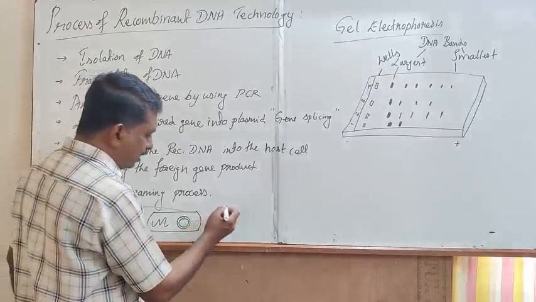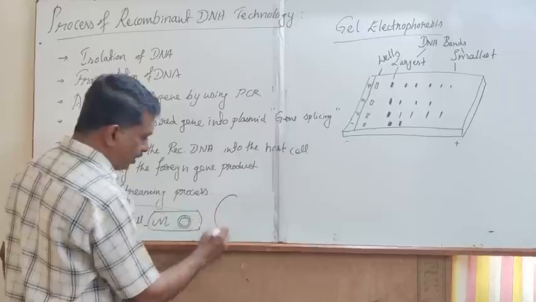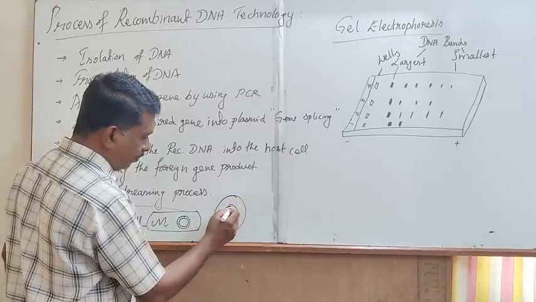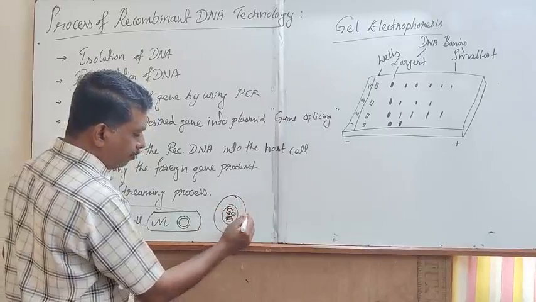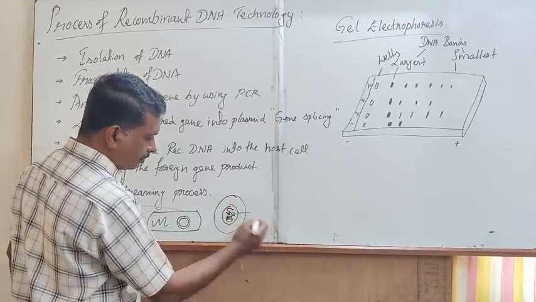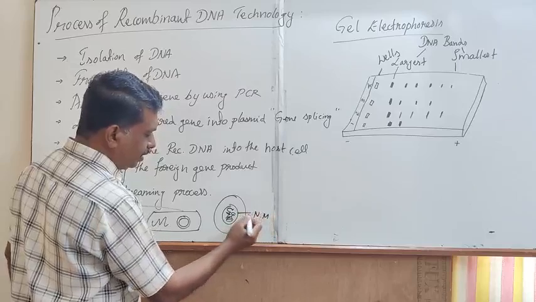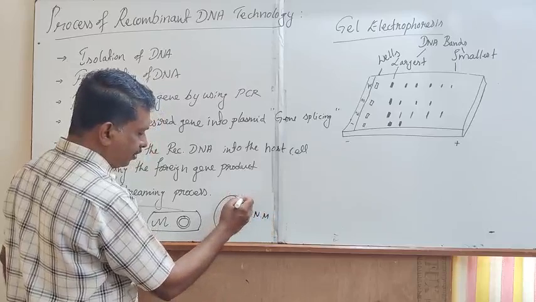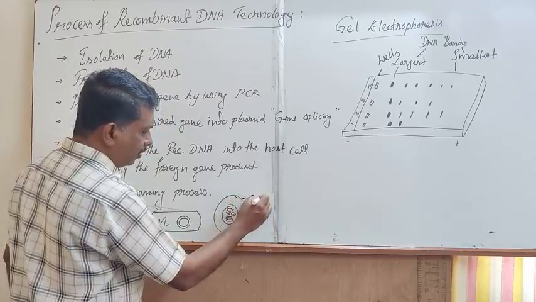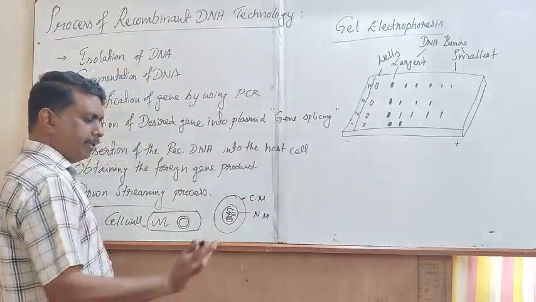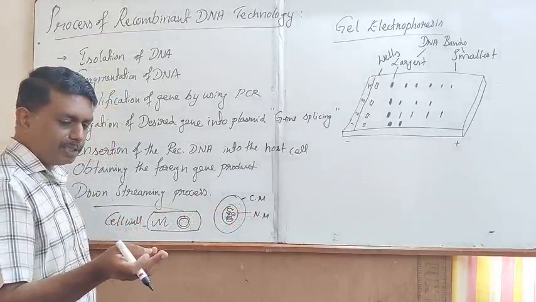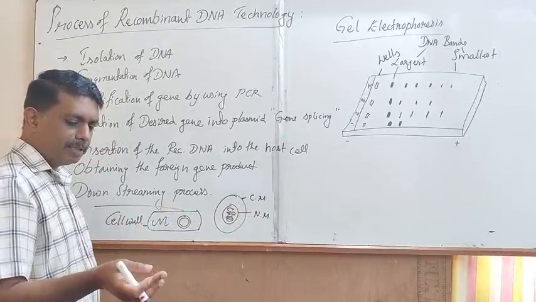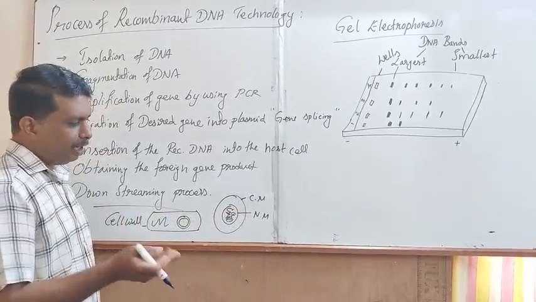If we consider an animal cell, the DNA is embedded in a membrane called nuclear membrane. This nuclear membrane is surrounded by a cell membrane. The cell membrane is characterized by the presence of proteins, lipids, and also you can find the presence of carbohydrate derivatives.